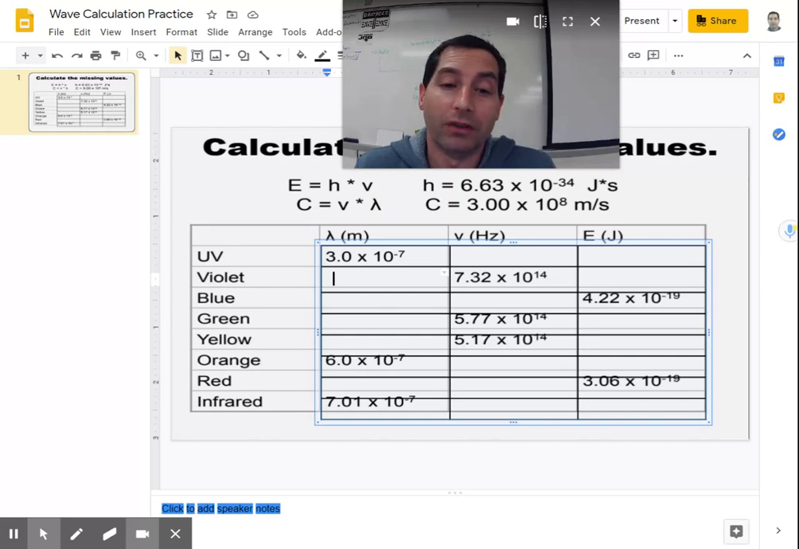Now, in each of these equations, there is a value that is constant. So C is the speed of light, and it's always 3 times 10 to the 8th. And then H is the other constant, and it's always that number you see there, 6.63 times 10 to the minus 34. What that means is, as long as we know either of the other two variables, we can solve for the one that's missing. So let's take a look at how that might work.